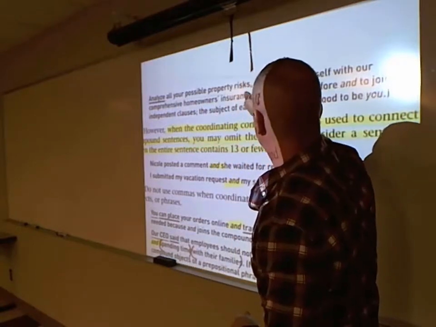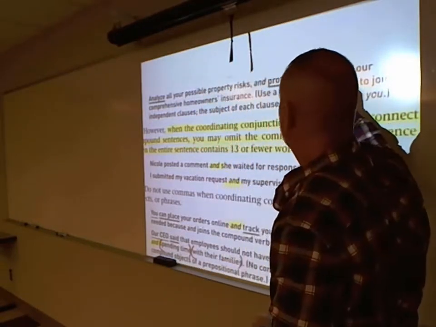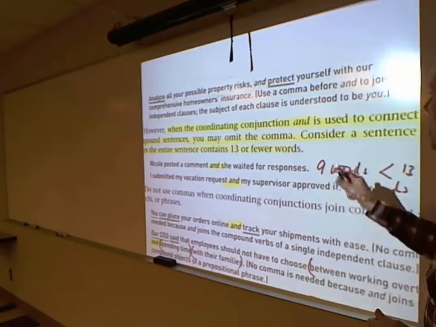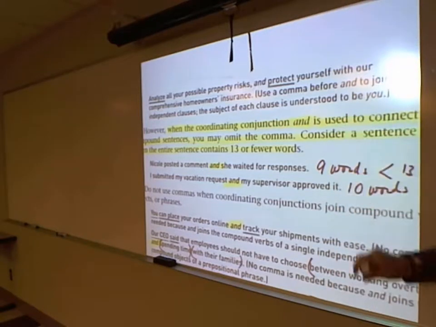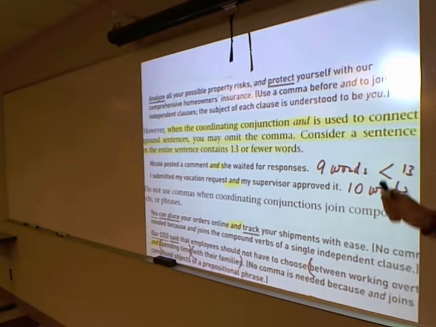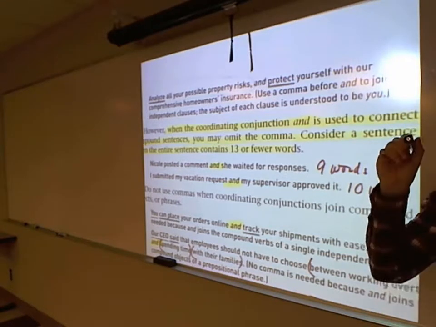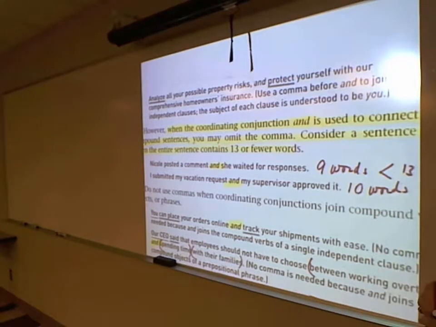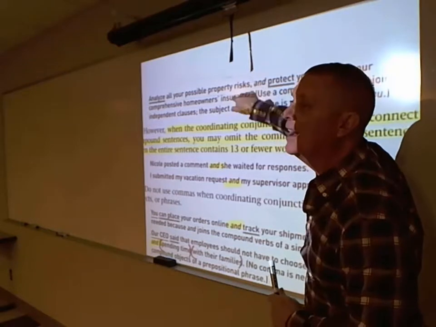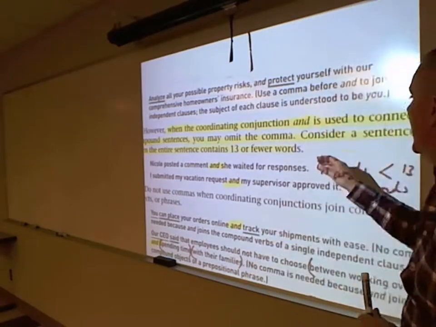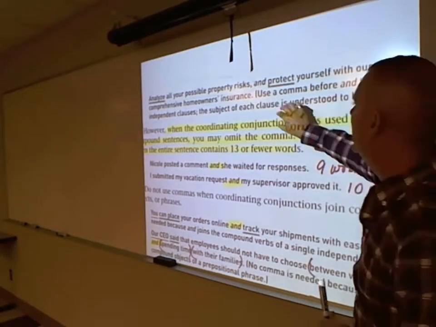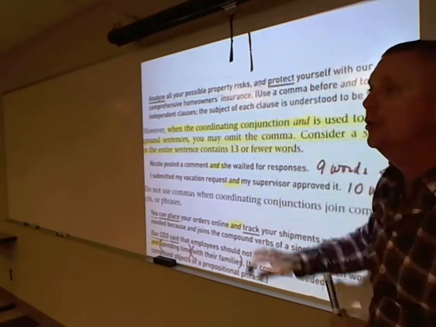Now, right here, highlight this particular area. It's really important. If you have a compound sentence that's 13 or fewer words, then you can get rid of that comma. If it has 13 or fewer words, get rid of the comma that joins the two independent clauses when relating to the coordinating conjunction "and."